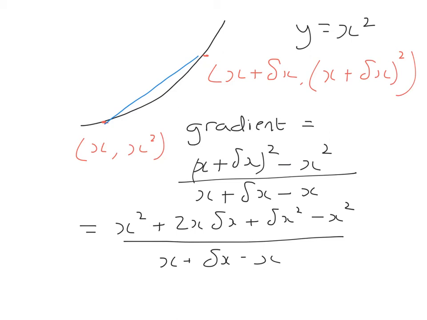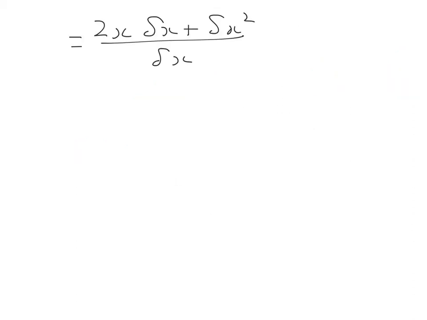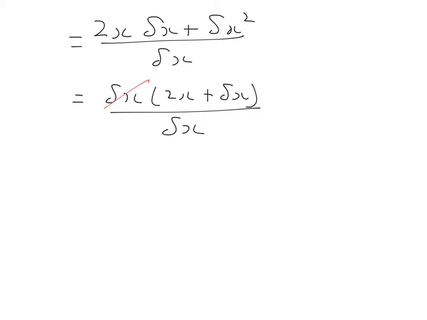Now I'm running out of room, so I've got a little bit of squashy work here. Obviously the x squared minus x squared is nothing, and x minus x is nothing. So I can write this as 2x delta x plus delta x squared divided by delta x. So I'm going to write that again on the next slide. And then delta x is a factor of the numerator, so it's 2x plus delta x all over delta x. Delta x divided by delta x is 1, so I'm left with 2x plus delta x.